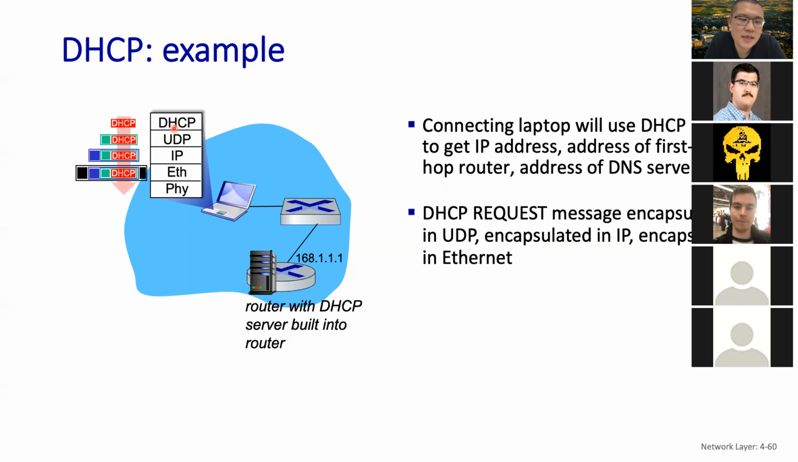So the DHCP protocol sits above the UDP protocol. Once you connect your laptop, the laptop will use DHCP to get an IP address, the address of the first-hop router, and the address of the DNS server. Here is something you need to know: the DHCP request message is encapsulated in UDP. You can think about how you implement it. Every protocol needs to be implemented.